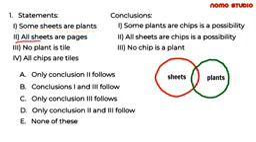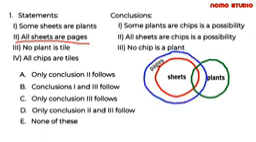Next statement. All sheets are pages. Since all sheets are pages, we will make a circle bigger than the sheets, and it will cover all the sheets, since all of them belong to pages, according to our second statement.